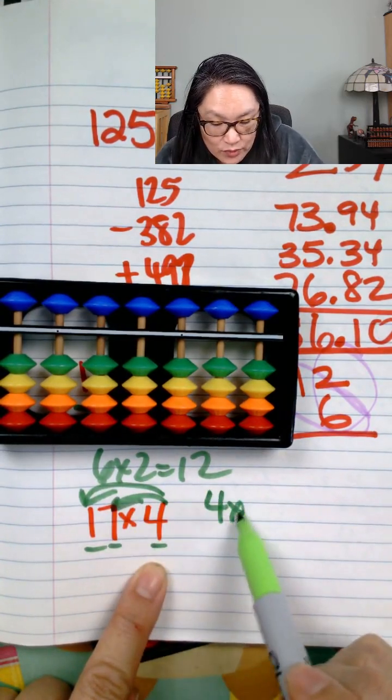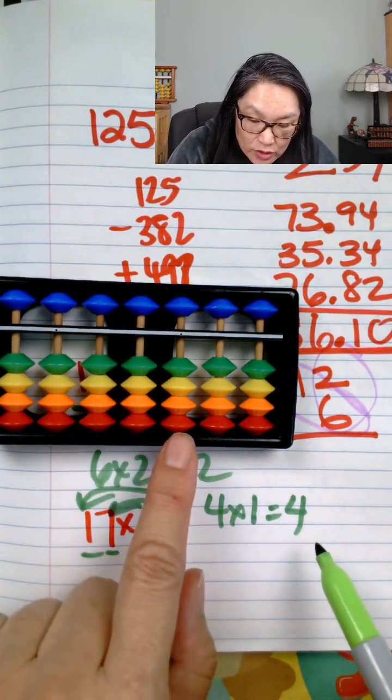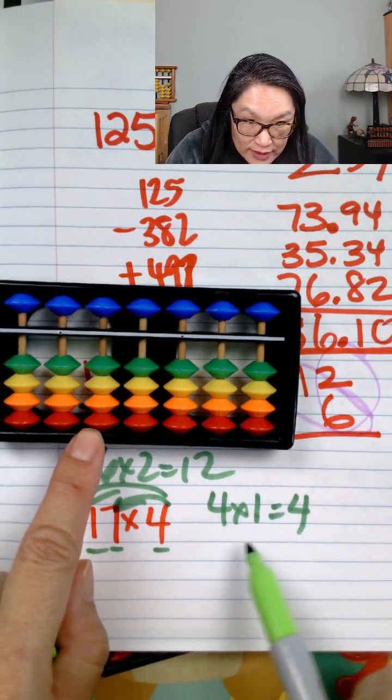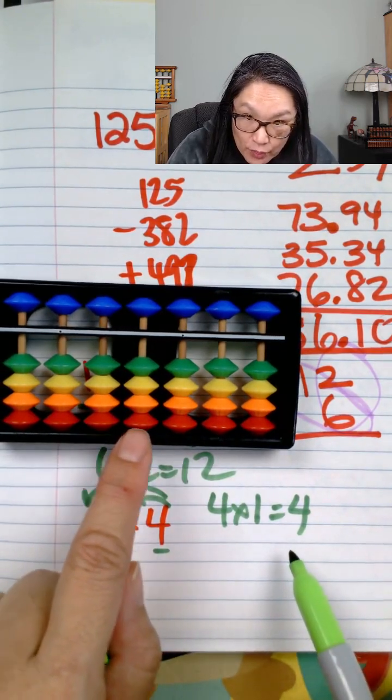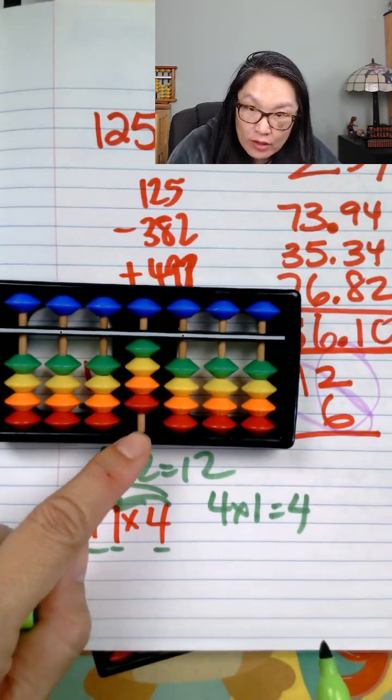So 4 times 1 is equal to 4. Again, my 4 is a single digit. So it's 1, 2, 3, and 4 is a single digit. So what I'm going to do is go back one column. I'm going to add my 4. There is 4 on my abacus.